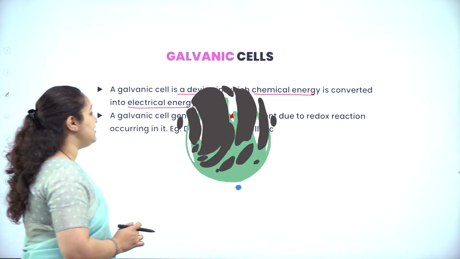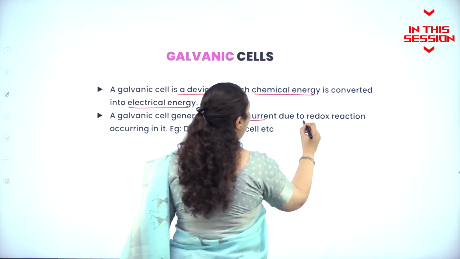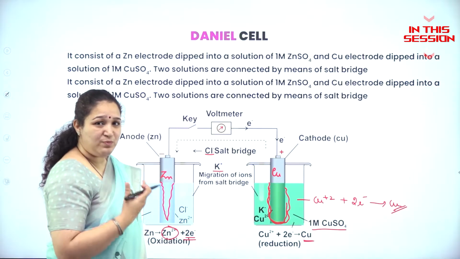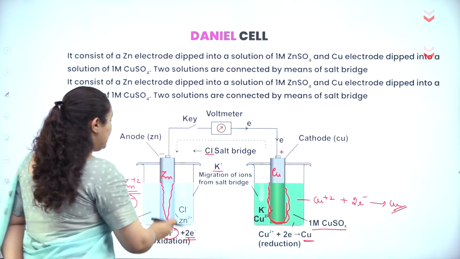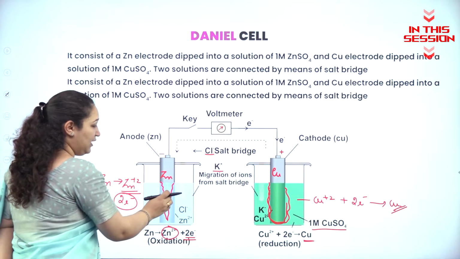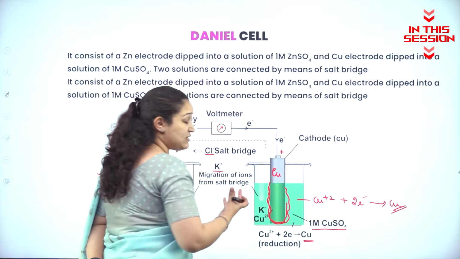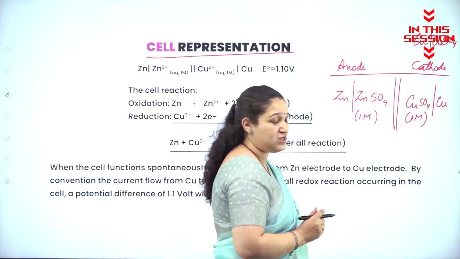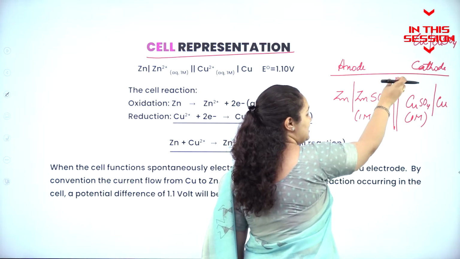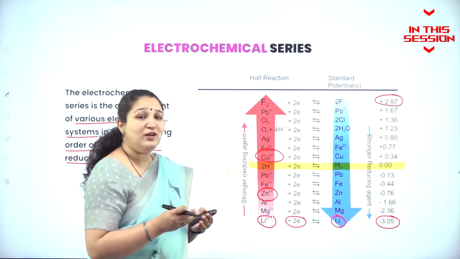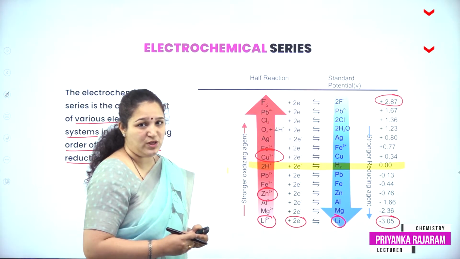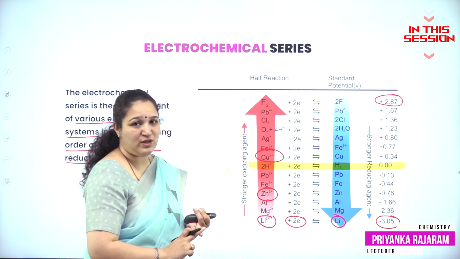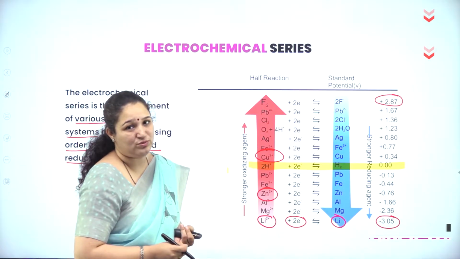Galvanic cell generates electric current due to the redox reaction which is taking place. During the process, what is happening? The zinc electrode is becoming thinner and thinner, and the copper electrode is becoming thicker and thicker. Whenever a salt bridge is used between the two half cells, we put a double line. The one with the lower reduction potential can be used as the anode. The one with the higher reduction potential should be used as the cathode.